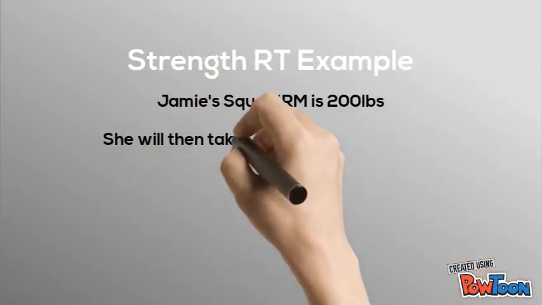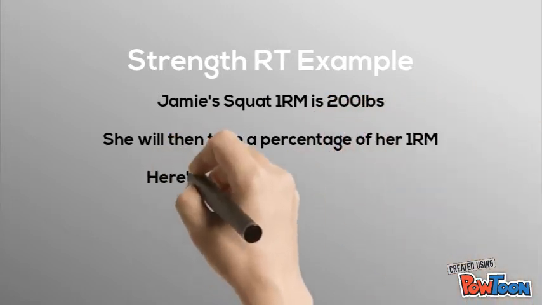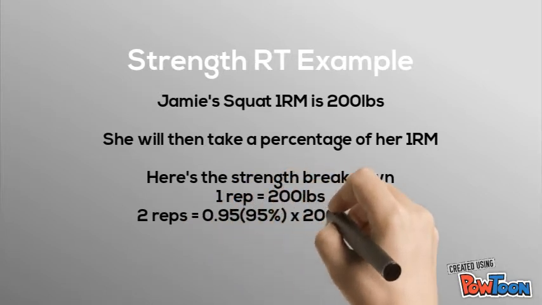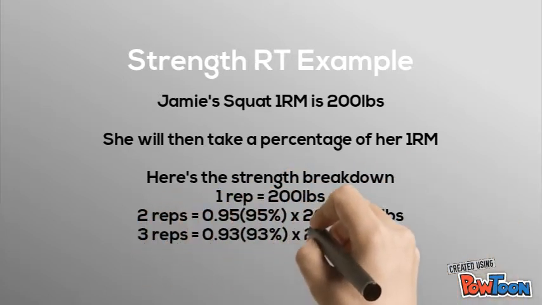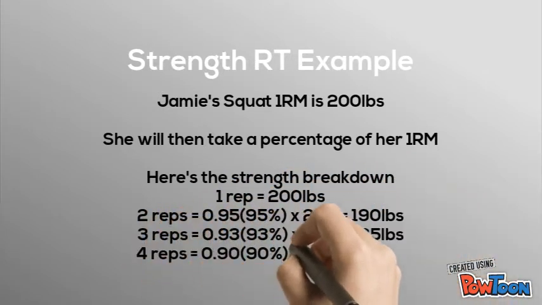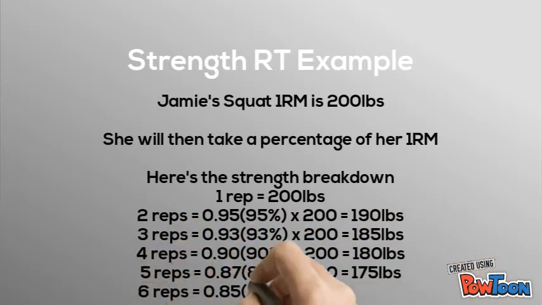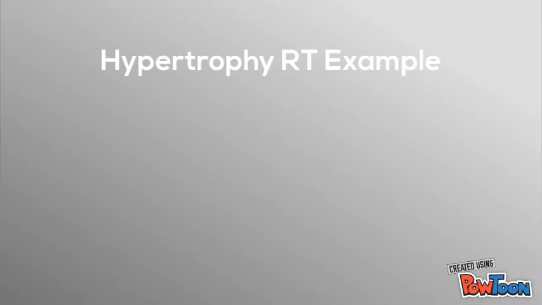So let's look at Jamie again. Her squat's about 200 pounds. She'll then take a percentage of her 1RM to determine how many reps she's going to do. So 2 reps would be about 95% intensity, so about 190 pounds. We'd expect Jamie could squat for 2 reps, and so on and so forth.